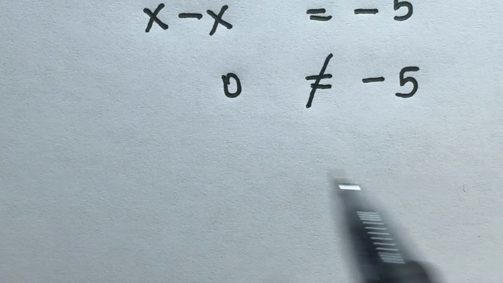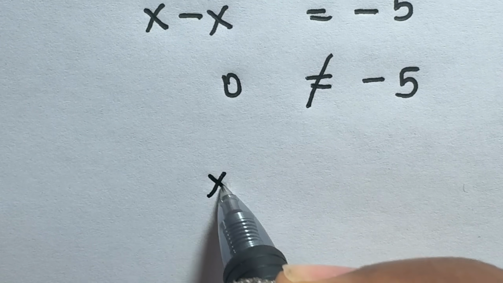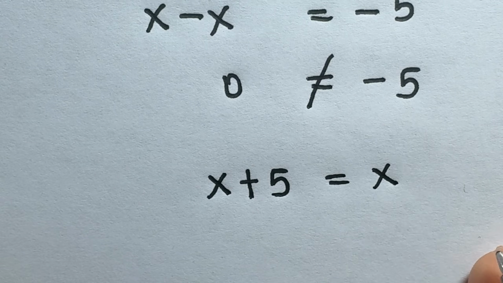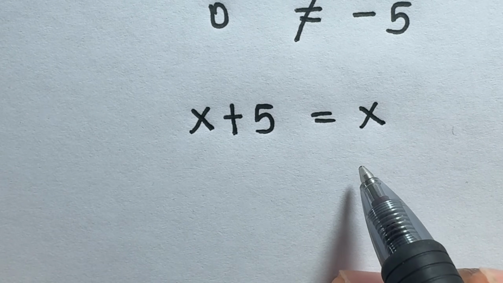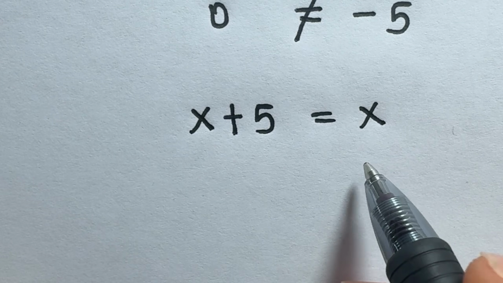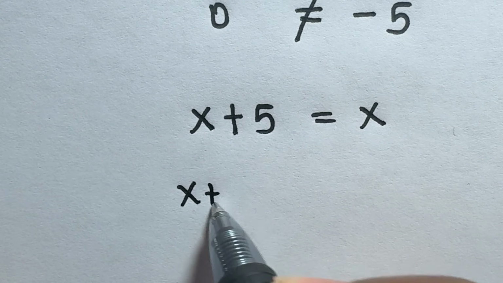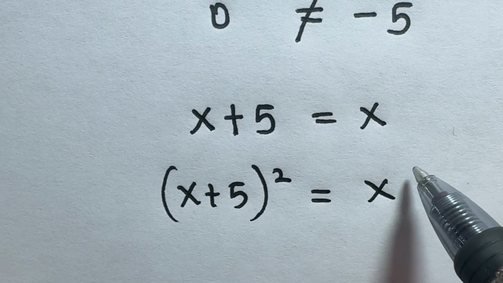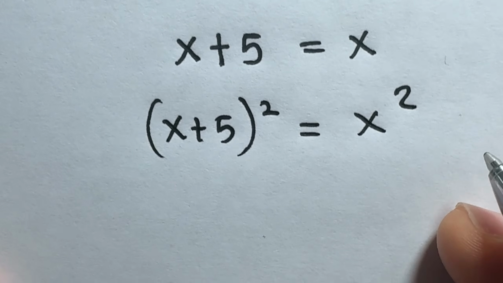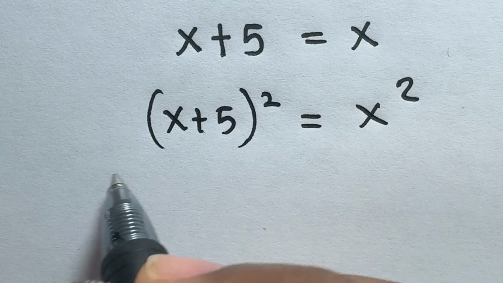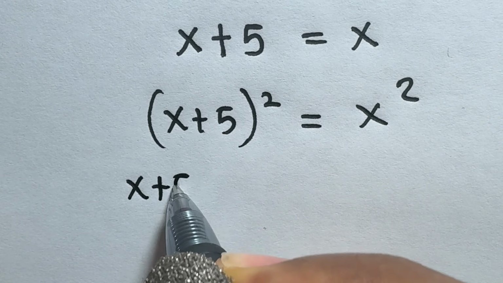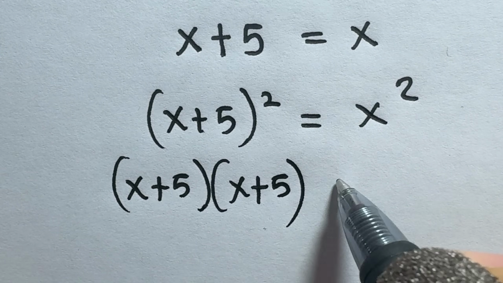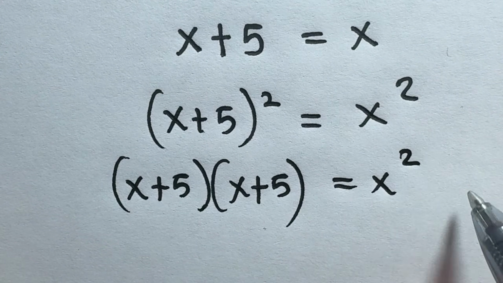However, if we look at the problem again, x plus 5 is equal to x. Before we move the variables, let us square both sides of this equation. So I'm going to have x plus 5 squared is equal to x raised to power 2. x plus 5 squared simply means x plus 5 times x plus 5, then equal to x raised to power 2.